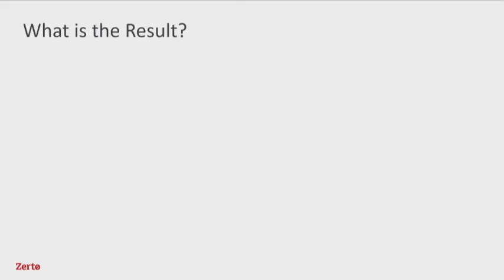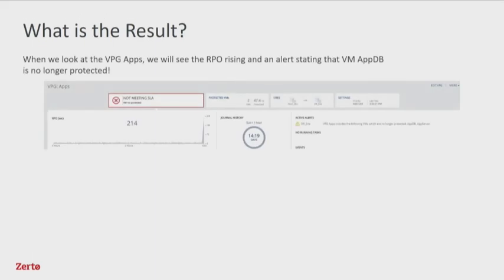And what is the result of this? We get a nice error here. The VM is not protected. We see the VPG status right here. And we see the RPO is rising as well. And so obviously you have a problem.